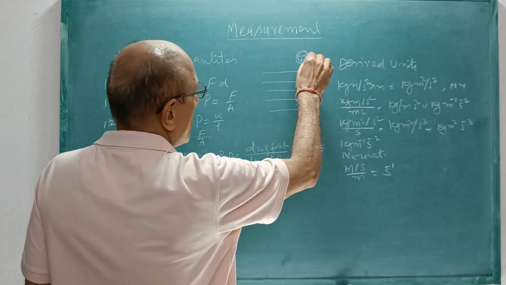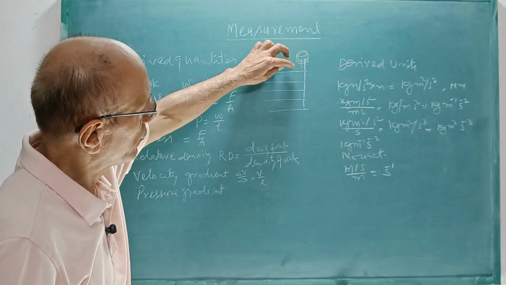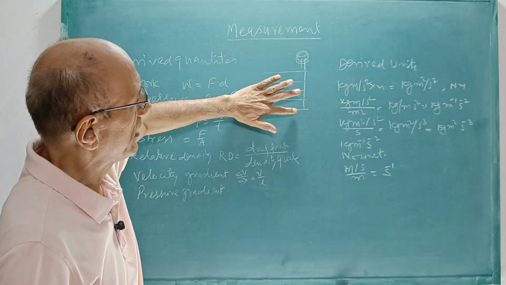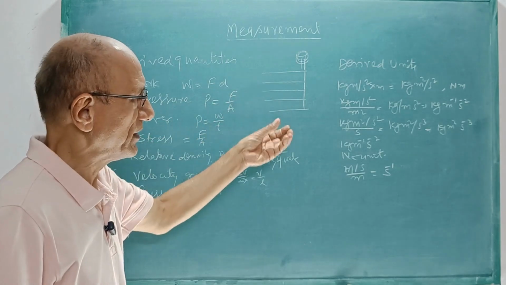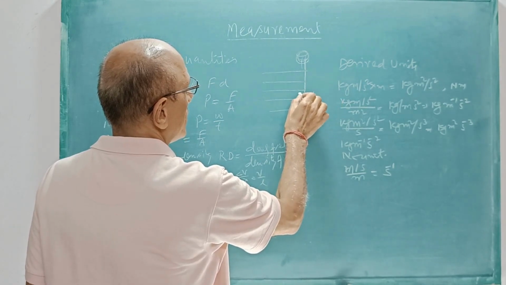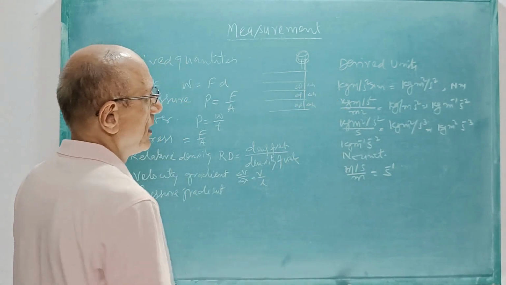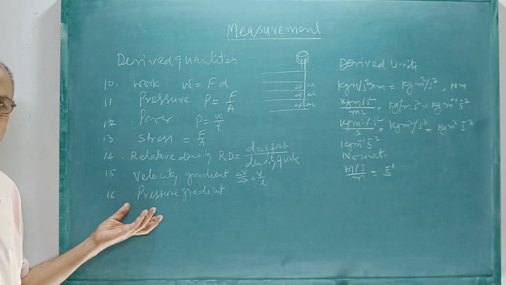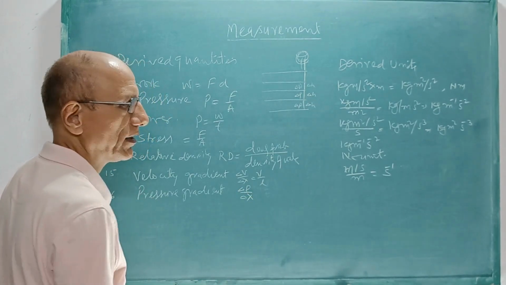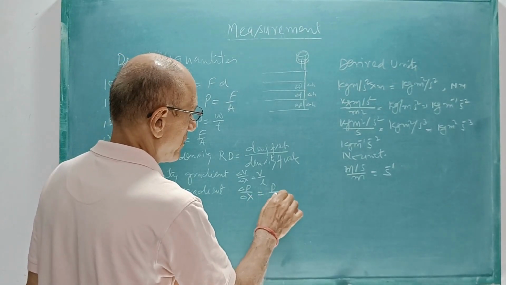So if you see, as you move a certain distance down, you find the pressure increasing. If you go upside, then pressure goes on decreasing. That means there is a change in pressure with height. So the pressure gradient will be the change in pressure per unit length or distance. So here it is nothing but pressure upon length.